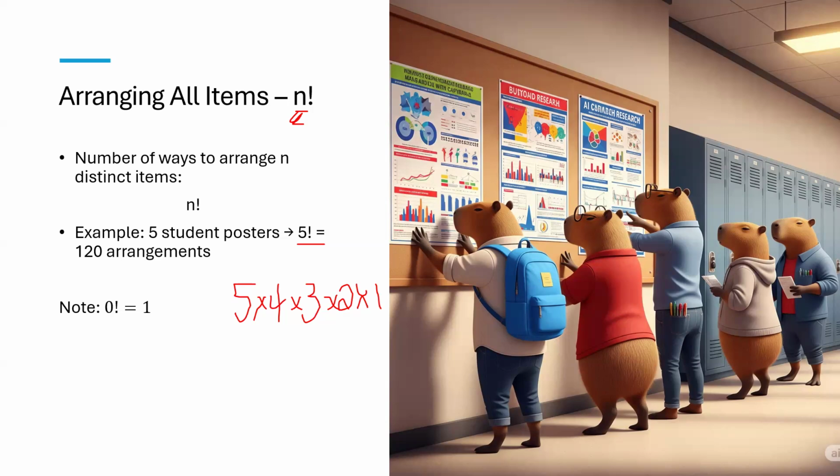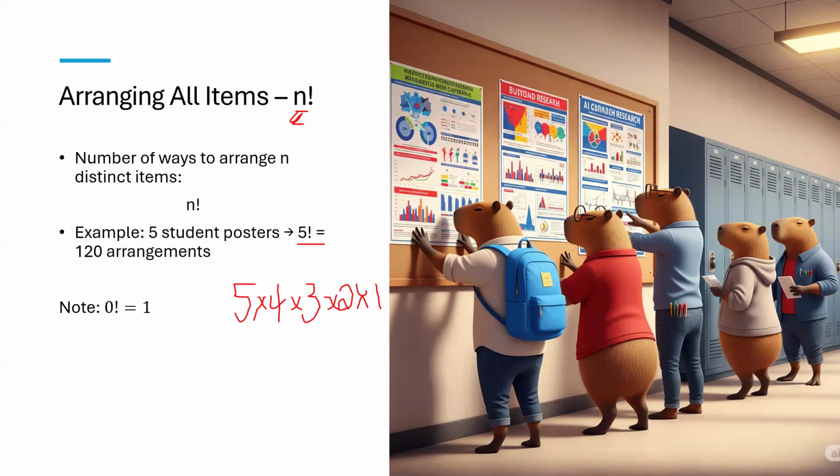This shows up in tasks like arranging displays, lining up contestants, or generating codes. You might be wondering why 0 factorial is equal to 1. At first, that seems strange. How can multiplying nothing give you 1? But mathematically, it makes sense when we think about how many ways we can arrange 0 items. There's exactly one way to do nothing.